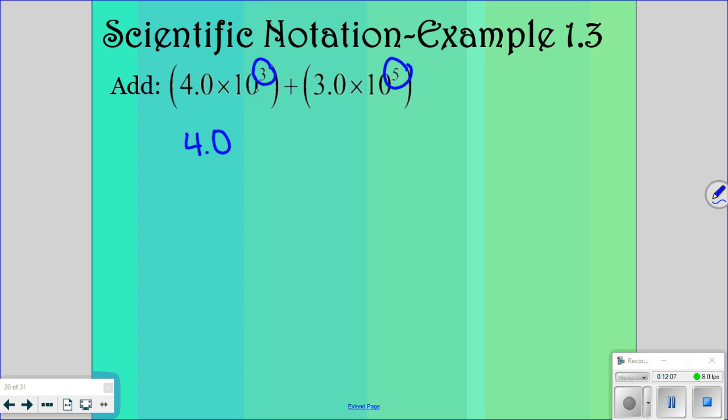So 4.0, to make it into a 5, I'm going to need to move it 2 more places to the left. So there's 1 and there's 2. So this number is going to become 0.04 times 10 to the 5th.